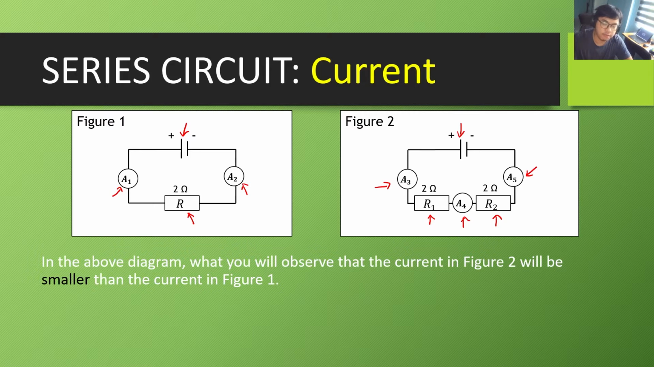It makes sense that figure 2 has less current. The current in figure 2 is less, and figure 1 has more current. Why is that? Because figure 2 has more resistors. It has a higher resistance. Figure 1 has only one resistor, therefore its resistance is low. So more current can flow in figure 1.